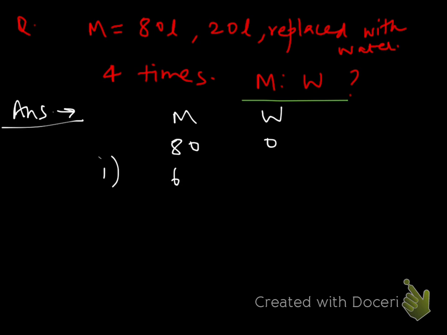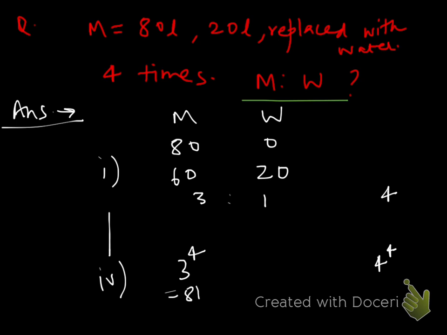After one iteration it became 60 to 20. So the ratio is 3 to 1. Total adds up to 4. And now we have to find after 4 iterations. So we'll just simply raise the power. 3 raised to power 4, and total would be 4 raised to power 4. 3 raised to power 4 is 81, and 4 raised to power 4 is 256. Remaining would be water, which comes out to be 175. So the ratio is 81 to 175. That's it. That's pretty much it.